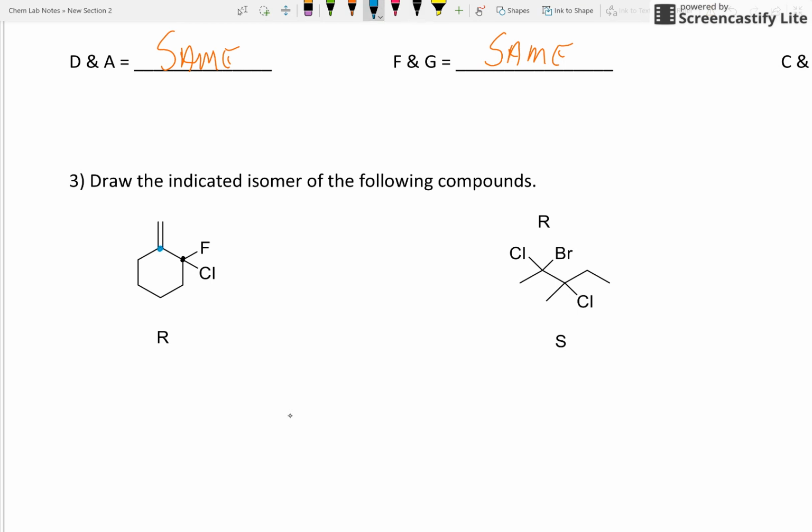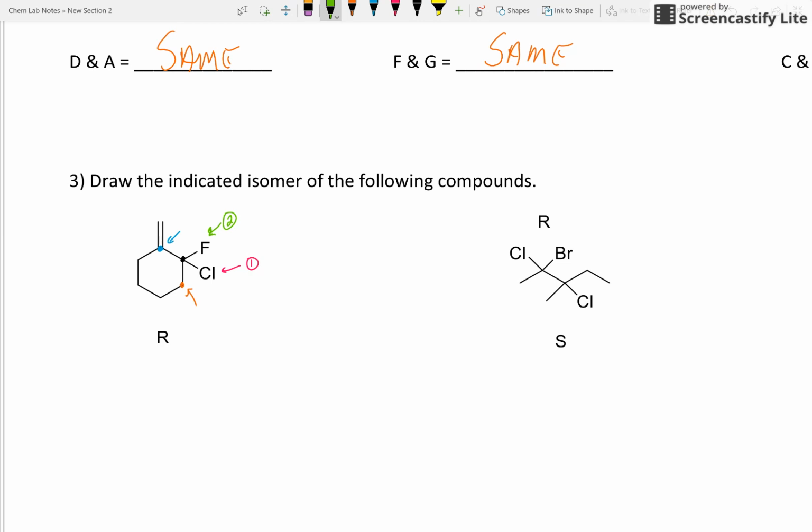And so what we need to do is go through and assign our priority, because that's how we always start everything in this chapter. Right, so we've got a fluorine, a chlorine, we've got the carbon in blue, and the carbon in orange on there. And so let's go through and assign priority. Attached to that black carbon, chlorine is going to be number 1, right? Fluorine is going to be number 2, right? Remember, we're going by atomic number.